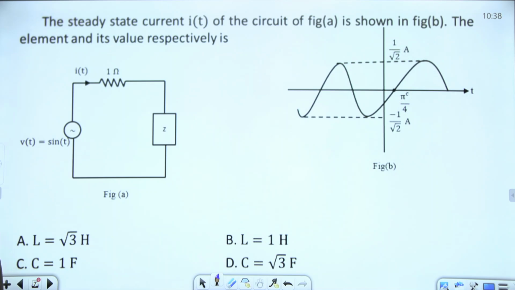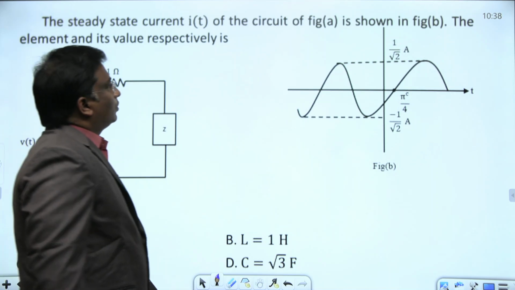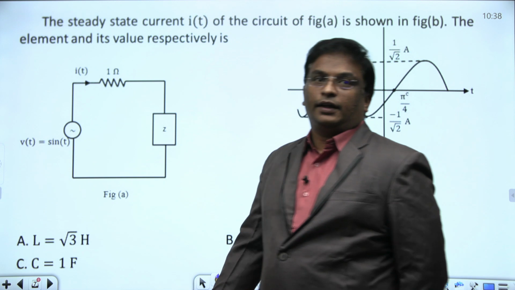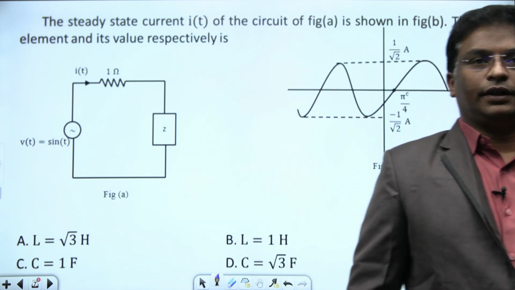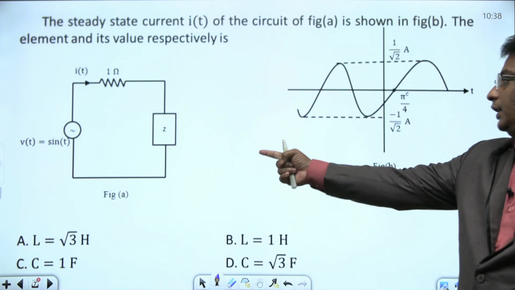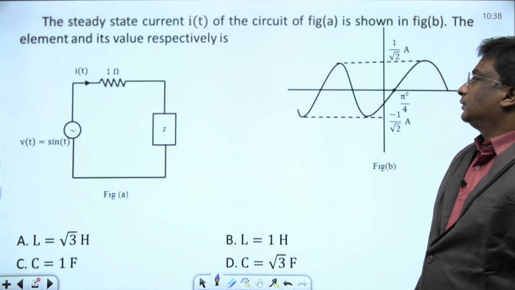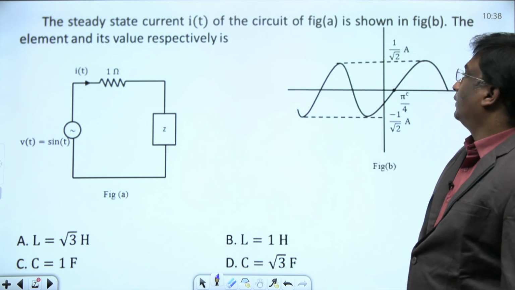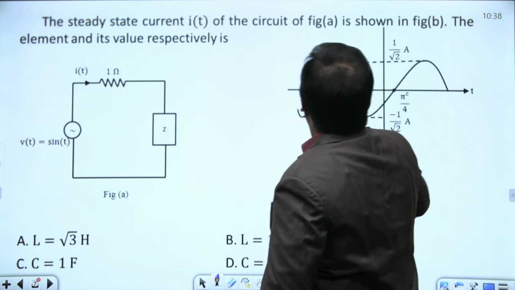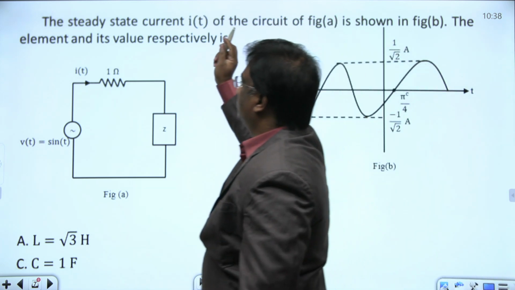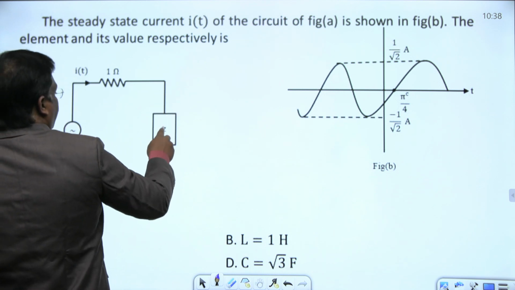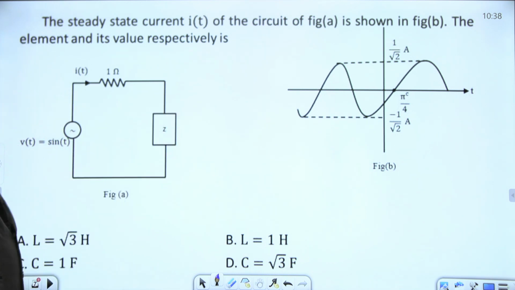Next question. This question also belongs to network theory. The steady state current I of t of the circuit shown in figure A is shown in figure B. Then what are the element and its value present in Z? They are asking the element and its value respectively, Z. They are asking about the Z here.